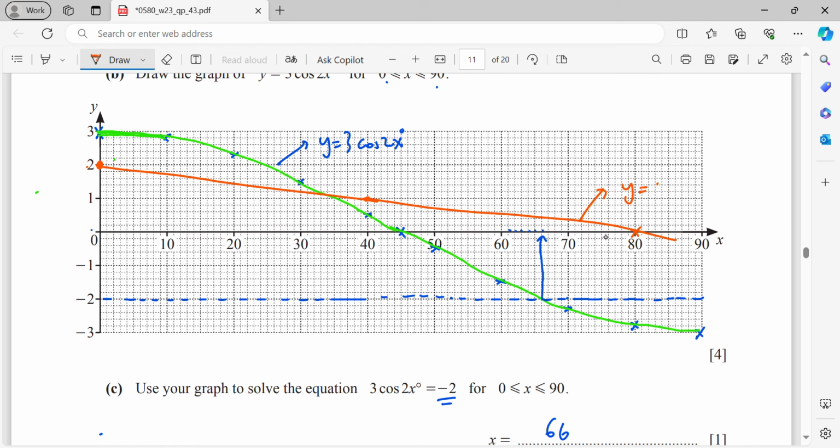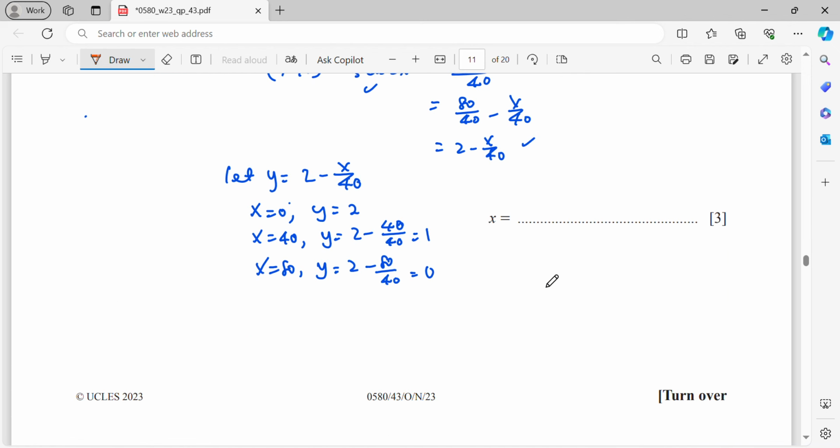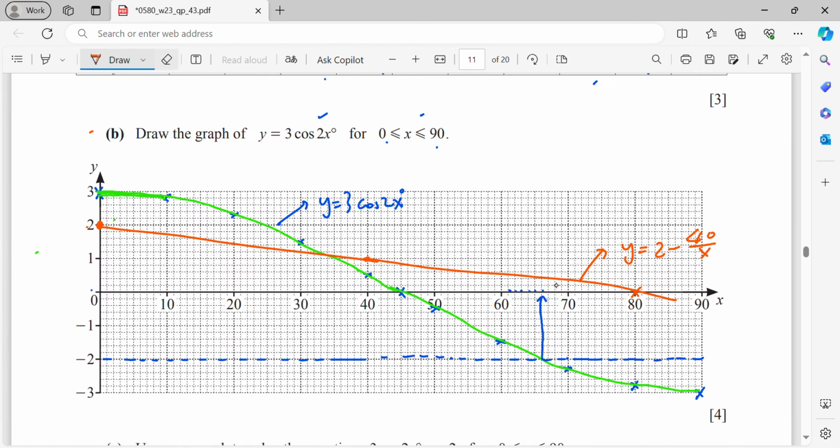So y equals 2 minus x over 40, sorry, x over 40. So please use a ruler to join the points. Based on my graph, I will just read here. When you cut, it will be somewhere here, based on my sketching. So this is my solution.